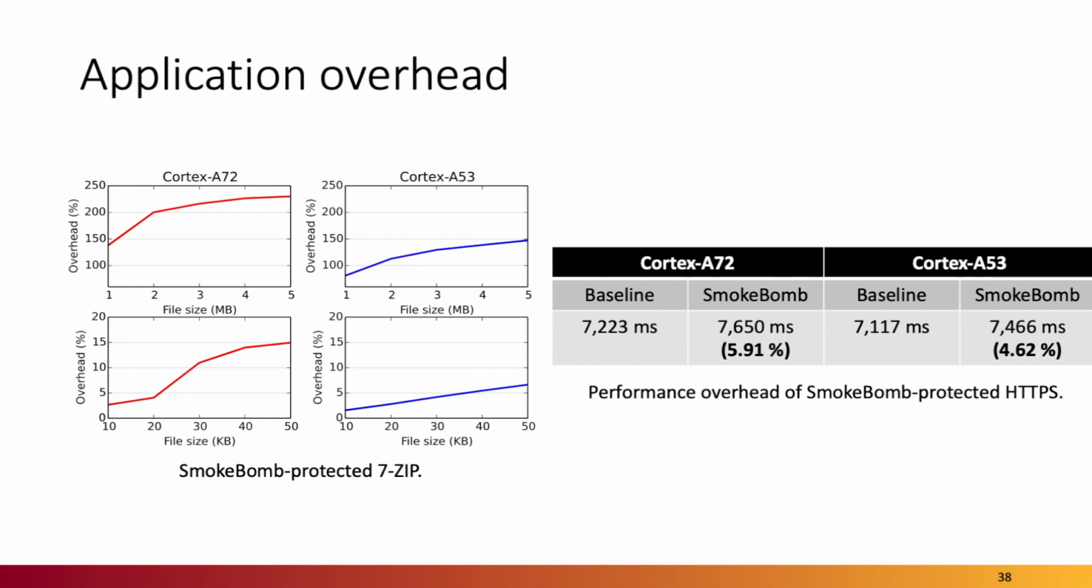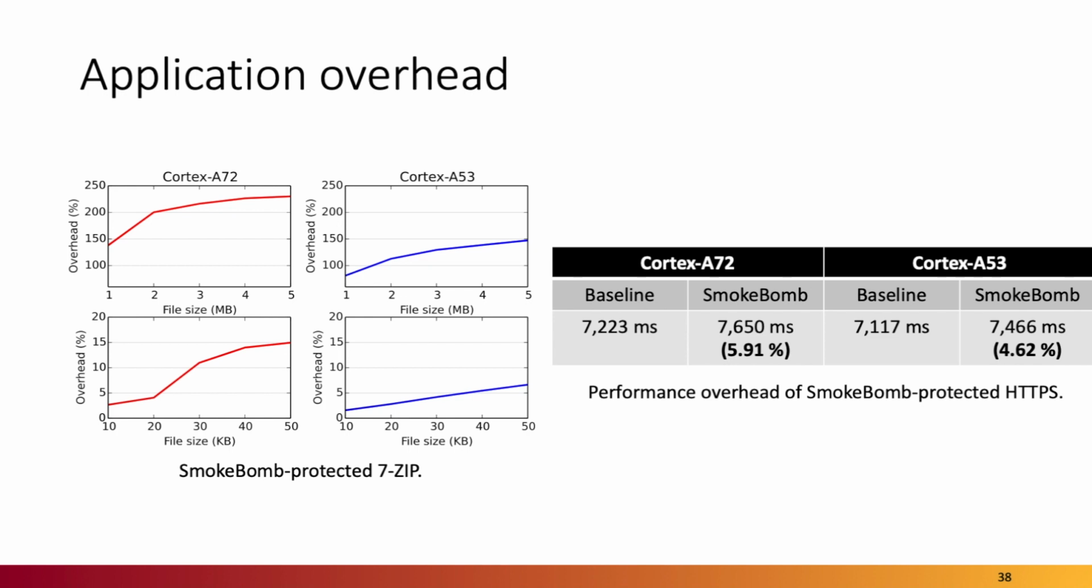To understand the impact of SmokeBomb on the performance of sensitive code, we first evaluated a SmokeBomb protected AES program in the 7-zip application. The left figures show the performance overhead. The AES algorithm is a block cipher, so the performance overhead brought by SmokeBomb APIs and instructions is amortized as an input file has more blocks.